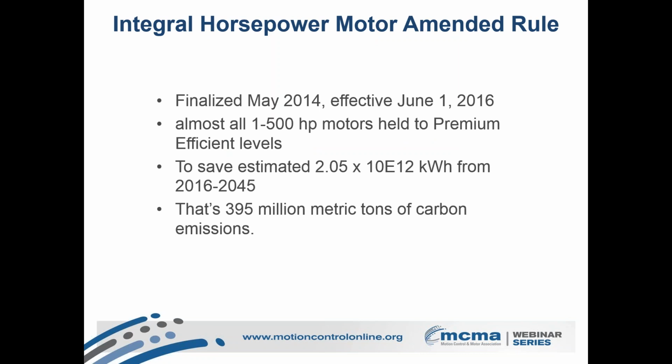That was finalized 2 years ago, May 2014, and it's effective in about a week. In this particular case, almost all motors, 1 to 500 horsepower AC induction motors, have to meet NEMA premium efficient levels. They believe that over the period of time, 2016 to 2045, that is going to save a ton of energy. It's going to pull 395 million metric tons of carbon out of the atmosphere that otherwise would be contributing to global warming. From the standpoint of owners, it's going to do a net savings in cost of ownership.